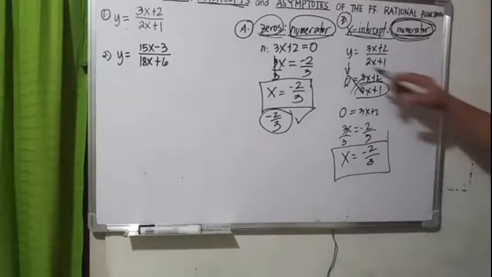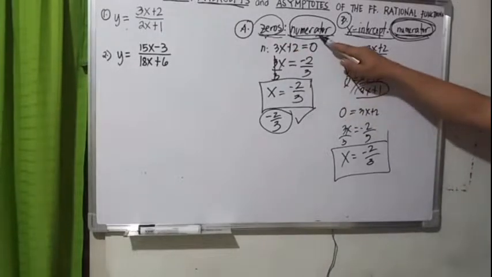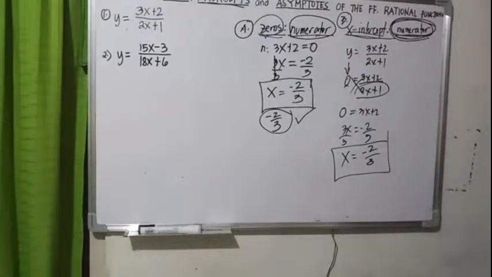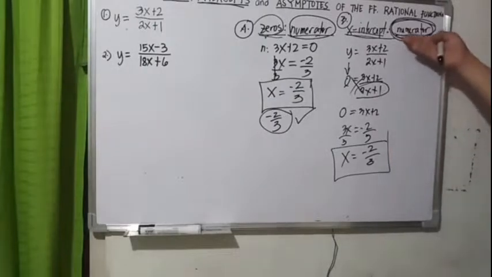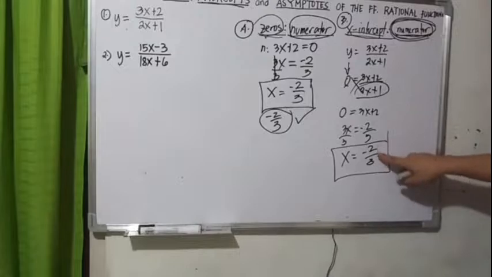Okay. Tandaan, zeros, naka-base tayo sa numerator pag hindi factorable yung given. Substitute all x values. So that is x-intercept, negative 2 over 3.